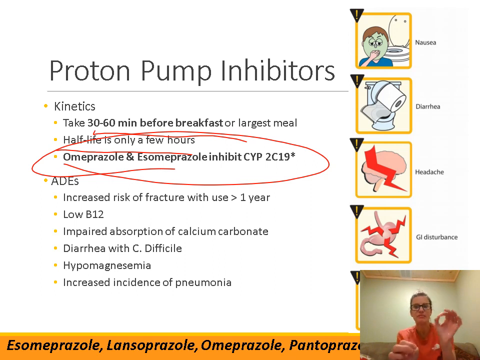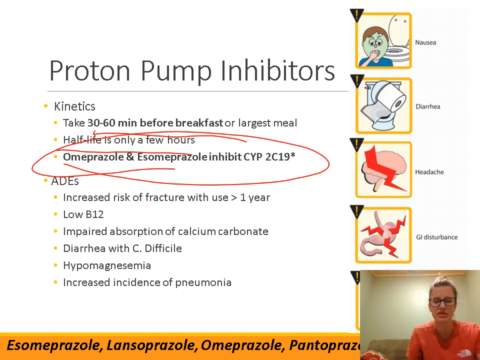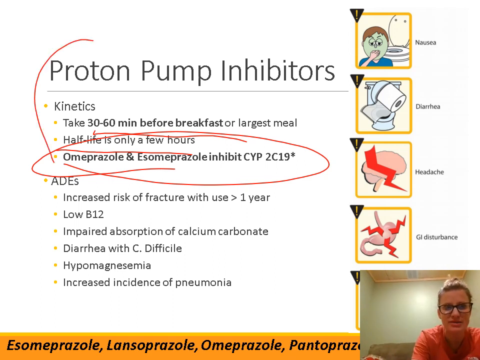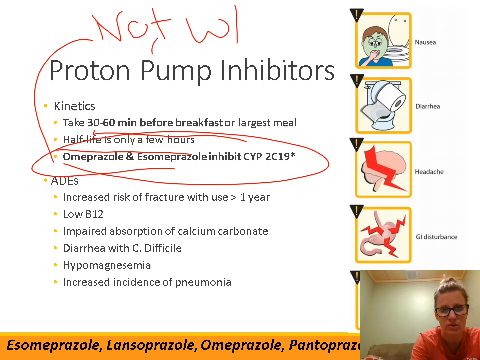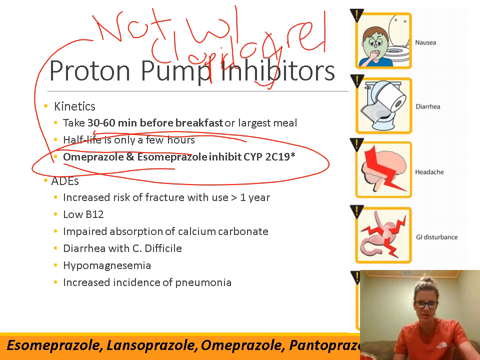This is really important. There's a really common drug interaction here that's problematic. Do not give with clopidogrel. Clopidogrel is generic Plavix. We use this to prevent clot formation. And clopidogrel is a prodrug, meaning it's inactive.